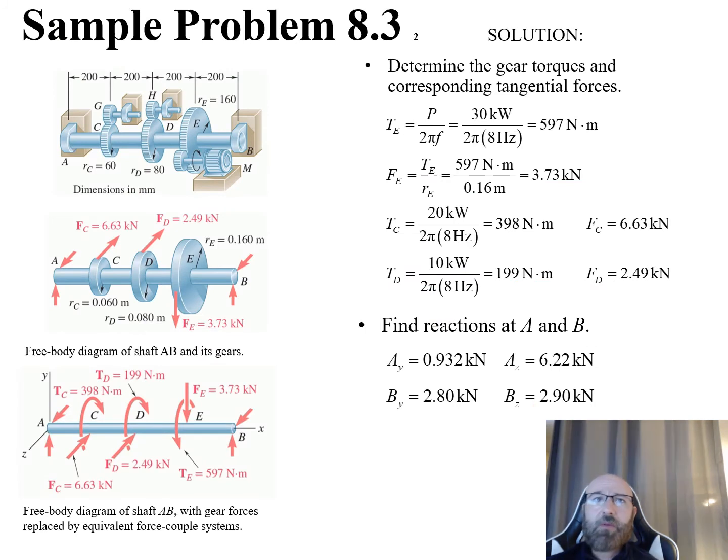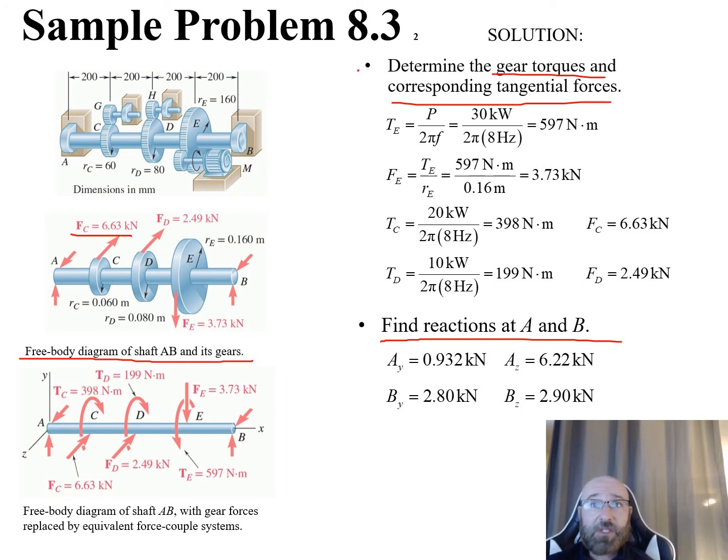With that, we've completed the first part of our procedure for analysis, and we've determined the gear torques and the corresponding tangential forces for the first part of the problem. From there, the next thing we want to do is find our reactions at A and B. So here we've created our free body diagram for the shaft AB and its gears, and we can see F sub C that was given to us, our F sub D, and now we have a value for F sub E, so we can plug this in down here.